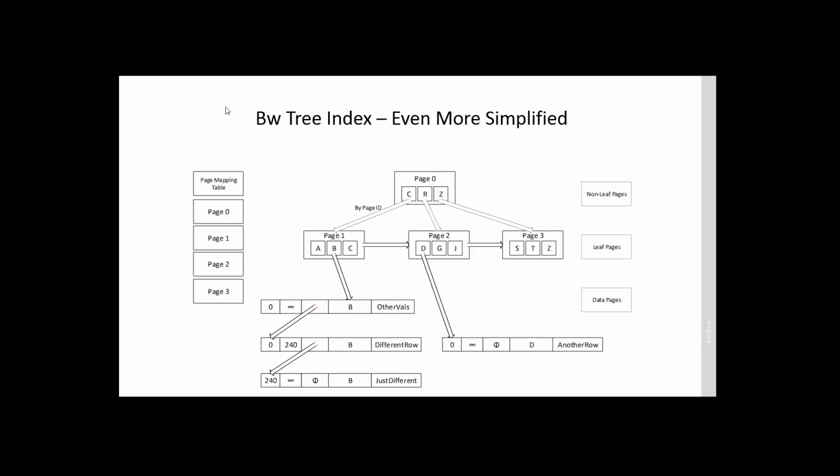The BW tree is slightly different than a current B tree, but it's really, really simple. So you have this page mapping table. These are the pages that tell you where it is in RAM. You go to page 0 and you have C, R, Z. Unlike a regular B tree, you go to the left of the value, but from C up, so C to A is over here, R to C is in here, and Z to S is in here. And you have these pointers.